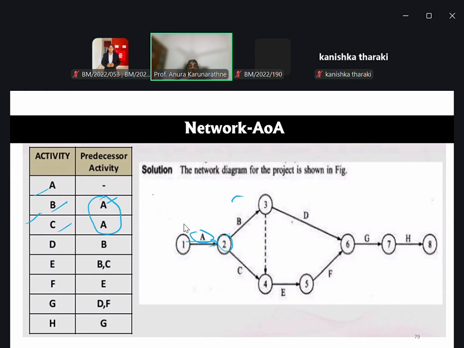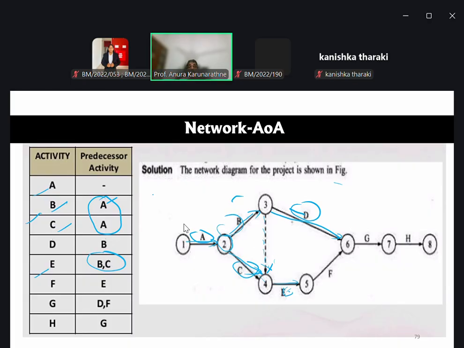So then we go B and C, right? Then D after completing B, this is D, right? Then E after completing both B and C. Now if you go for this path, only C. So if you want to complete both B and C, you have to use a dummy activity in this particular way, right? Then we can link here E, right? Now E, we can start after completing both B and C.